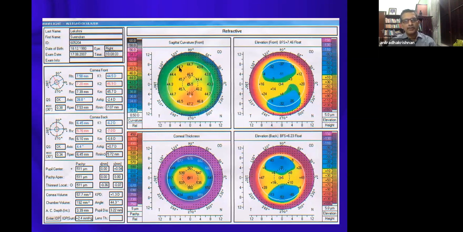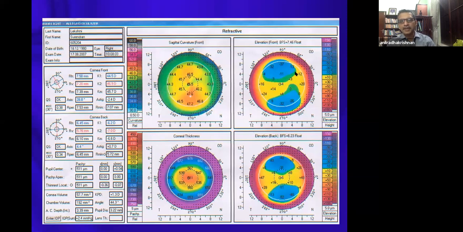So the advantage of Pentacam is that there are a lot of numerical markings like this. The software is also much more friendly to the examiner, so you can get a lot of information from what the device has measured. This sagittal curvature map corresponds to our axial curvature. This is exactly the same as our axial curvature map.